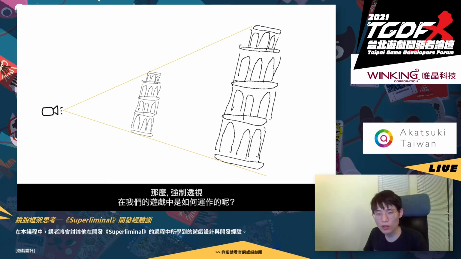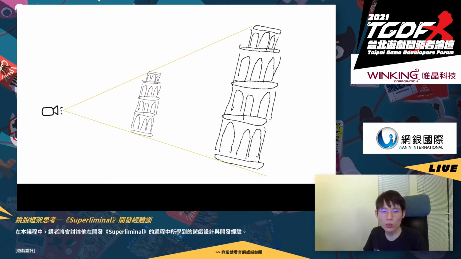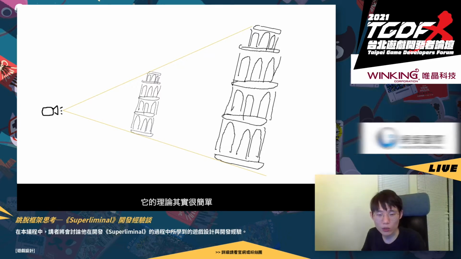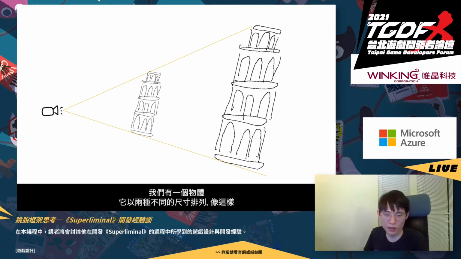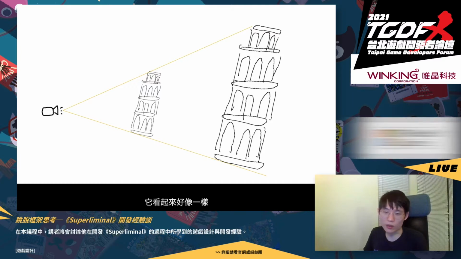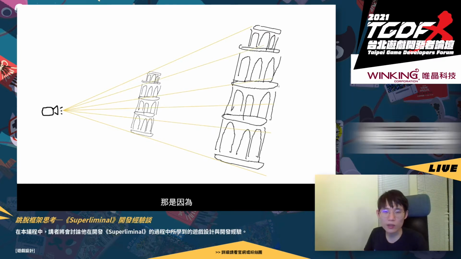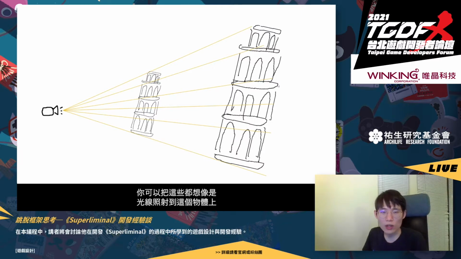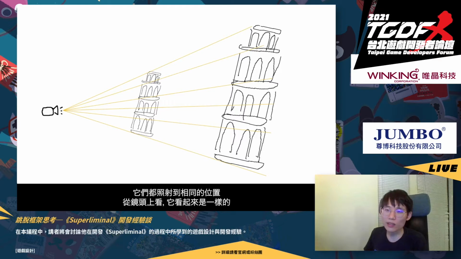So how does forced perspective work in our game? The theory is actually really simple, right? We have an object that's lined up in 2 different sizes, like this. Then it looks the same, right? The reason is, imagine all these are rays of light hitting this object, and they're all hitting the same place. So to the camera, it looks the same.